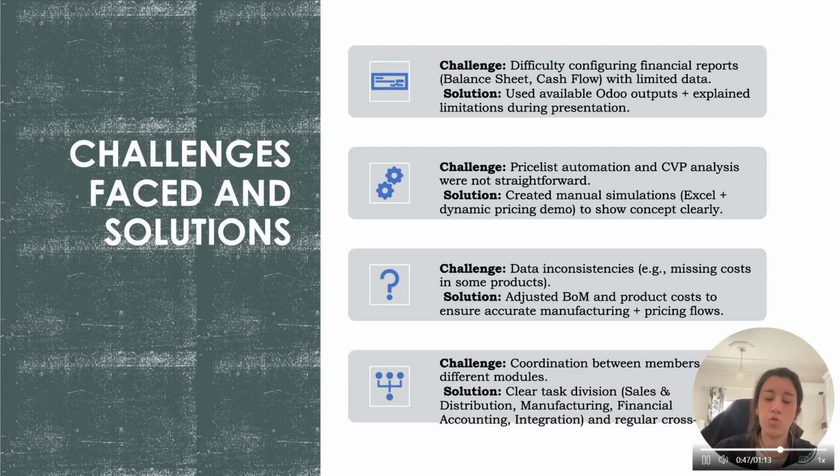Another issue faced was that we had data inconsistencies, such as missing costs or missing requirements in some products, missing material needed for some products. This issue was a pretty big thing in the project, so we found a solution by adjusting the BOM and product costs to ensure accurate manufacturing plus pricing flows.